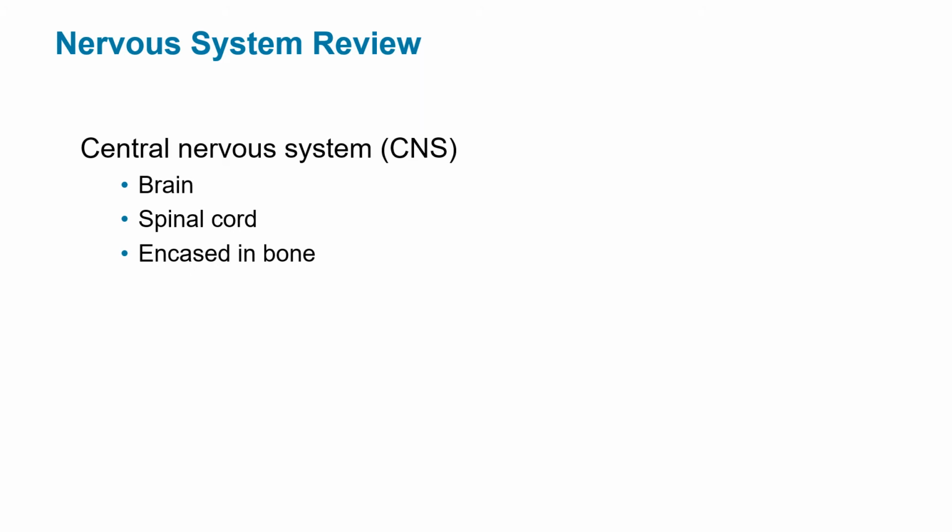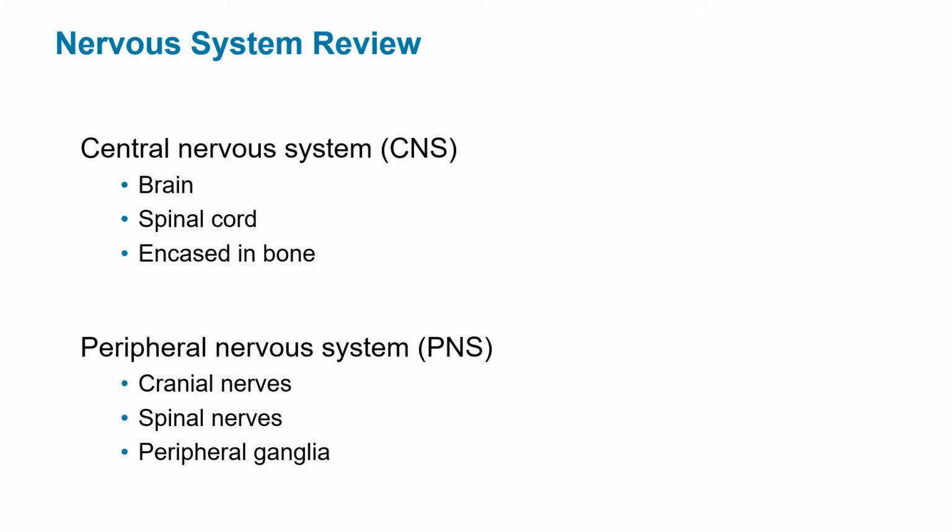So as a reminder, we talked earlier last week about the central nervous system and the peripheral nervous system. As a reminder of that, the brain and the spinal cord are part of the central nervous system. These are things that are encased in bone. So the peripheral nervous system is not encased in bone. The central nervous system is encased in bone. The spinal cord is encased in the spine. The brain is encased in the skull.